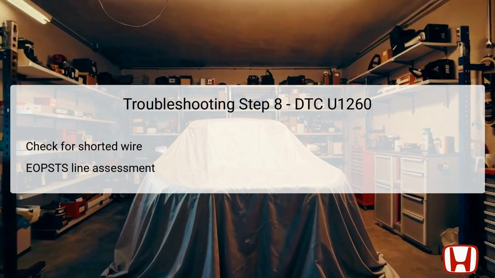A resistance reading confirming 1 megaohm or more indicates that the EOPSTS wire is intact, while a lower value suggests a short to ground scenario. If a short exists, it requires immediate rectification to safeguard against further complications within the system.